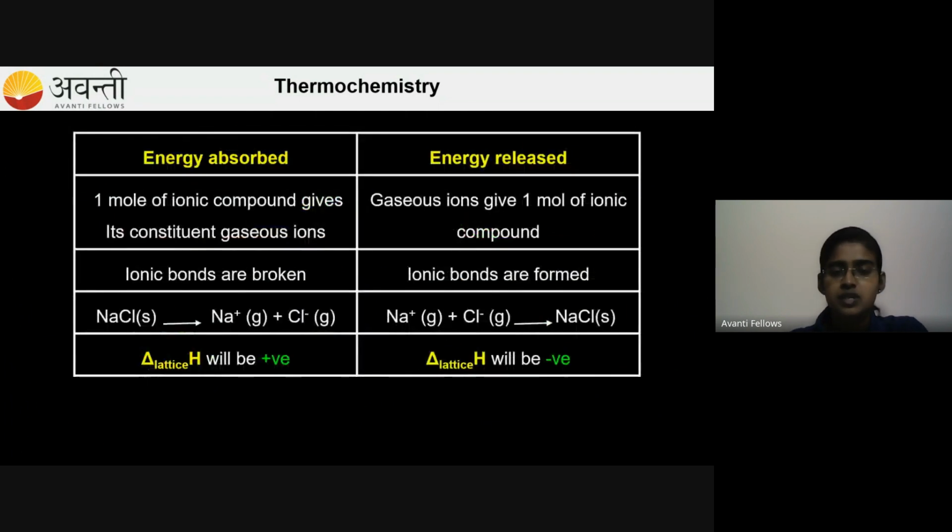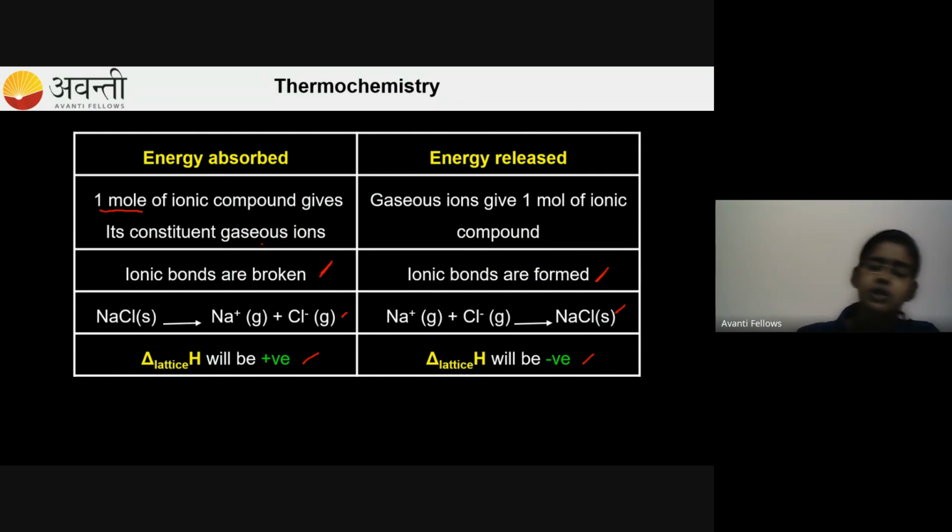For the energy absorbed and the energy released processes: when energy is absorbed, 1 mole of the compound will give its constituent ions, and when energy is released, gaseous ions will give 1 mole of the ionic compound. If energy is absorbed, bond breaking occurs, and if energy is released, bond formation occurs. You can see the example here. If energy is absorbed, delta H is positive. If energy is released, the process is exothermic, so the delta H will be negative.